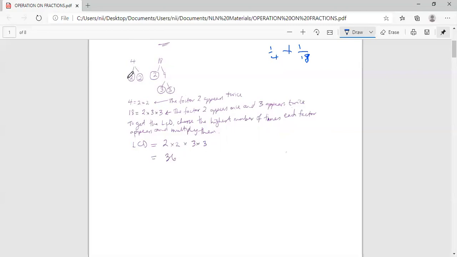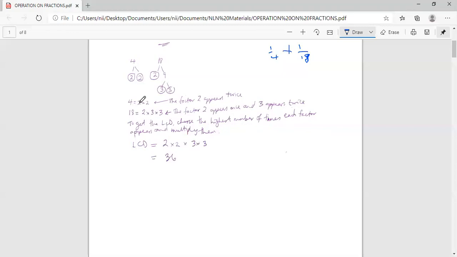So 4, I can break down to 2 times 2. 18, I can break it down to 2 times 9. I can break 9 down again to 3 times 3, right? So the prime factors here are the numbers I've circled, right? So 4 is equal to 2 times 2, okay? And 18 is 2 times 3 times 3, and that's this, okay? So now, how do I get the LCD? To get the LCD, as I said, you choose the highest number of times each factor appears in each factored expression, all right? And then you multiply them.